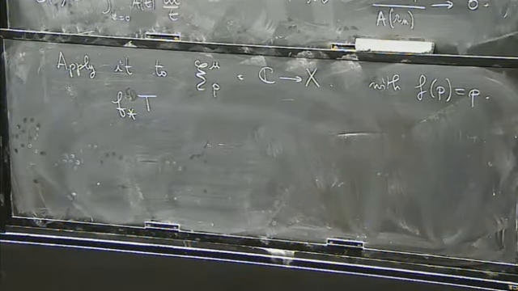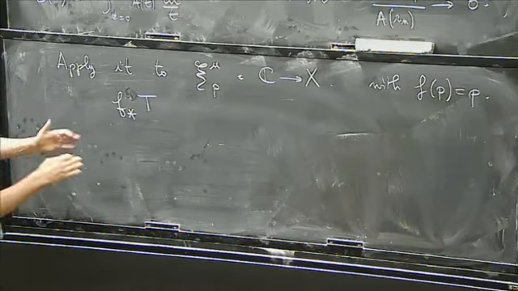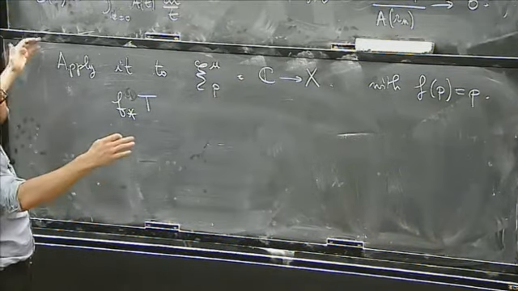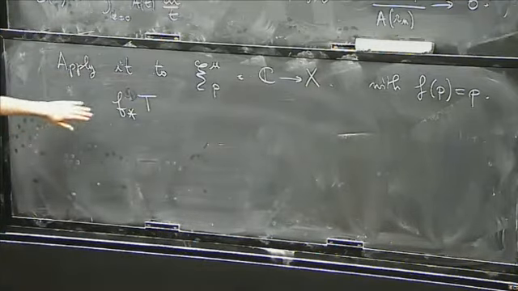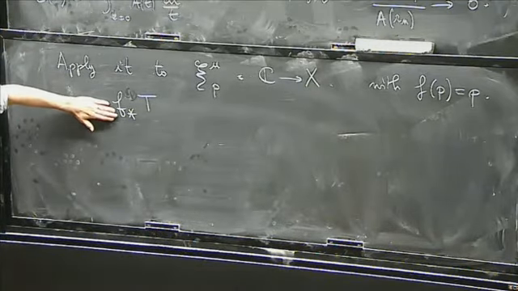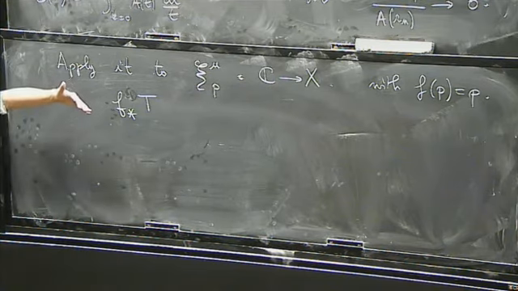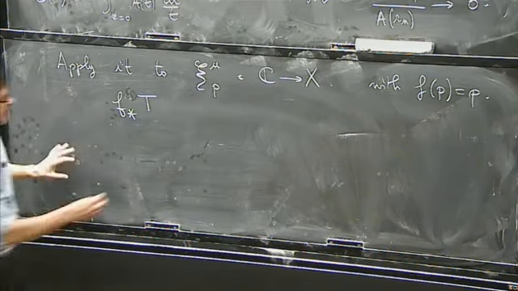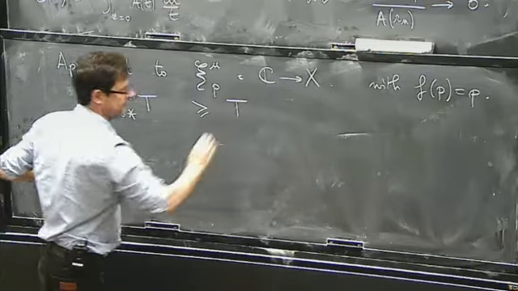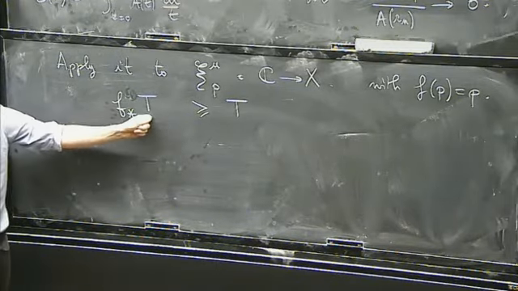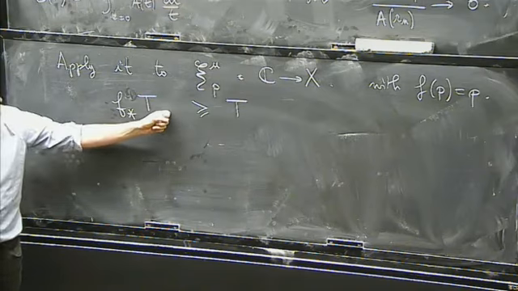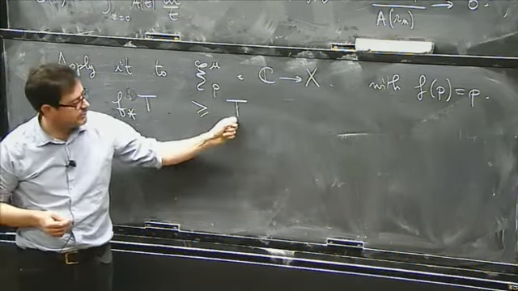So the current T is a limit of currents of integration on larger and larger disks in the unstable manifold. But the action of F in the unstable manifold increases these disks. So at the limit, you have an inequality like that, which means that if I take the value of this current on a positive form, then it's larger than the value of T on this positive form.